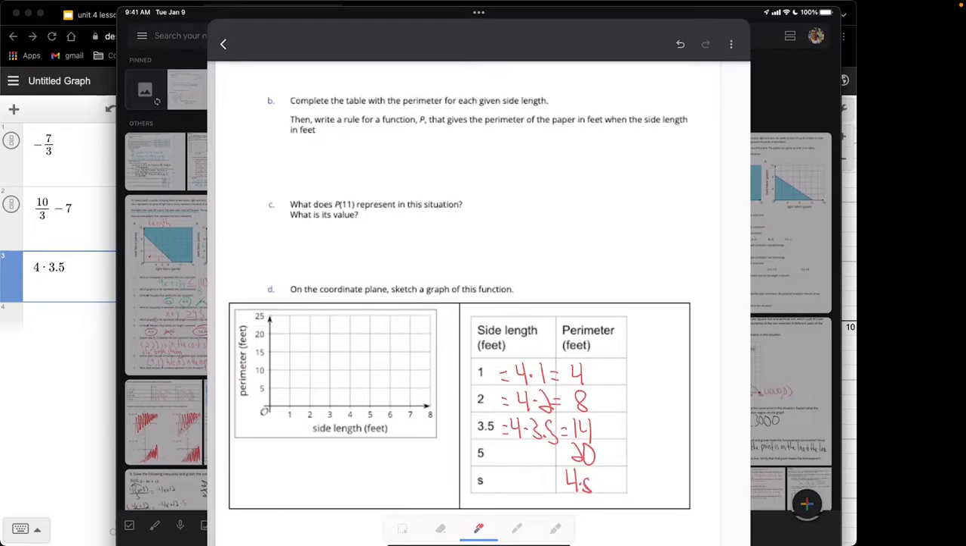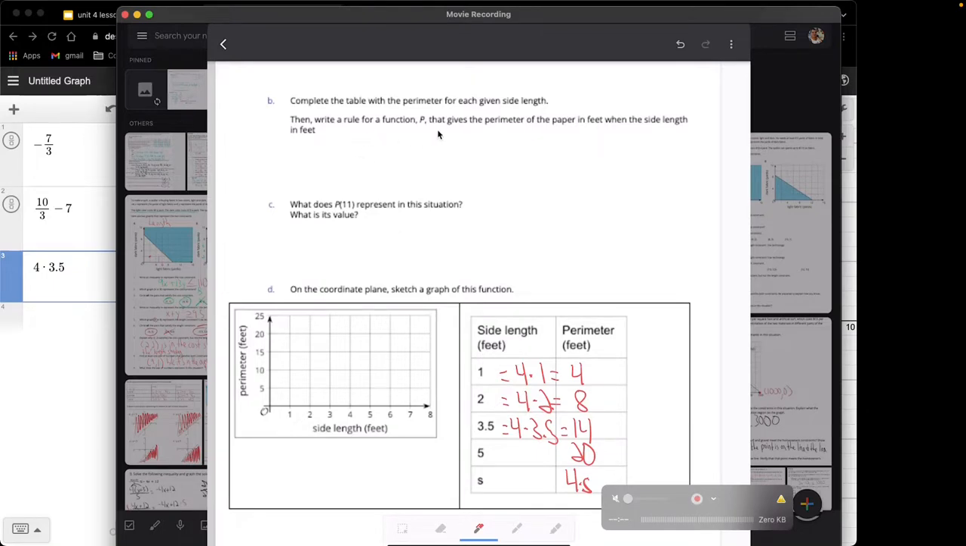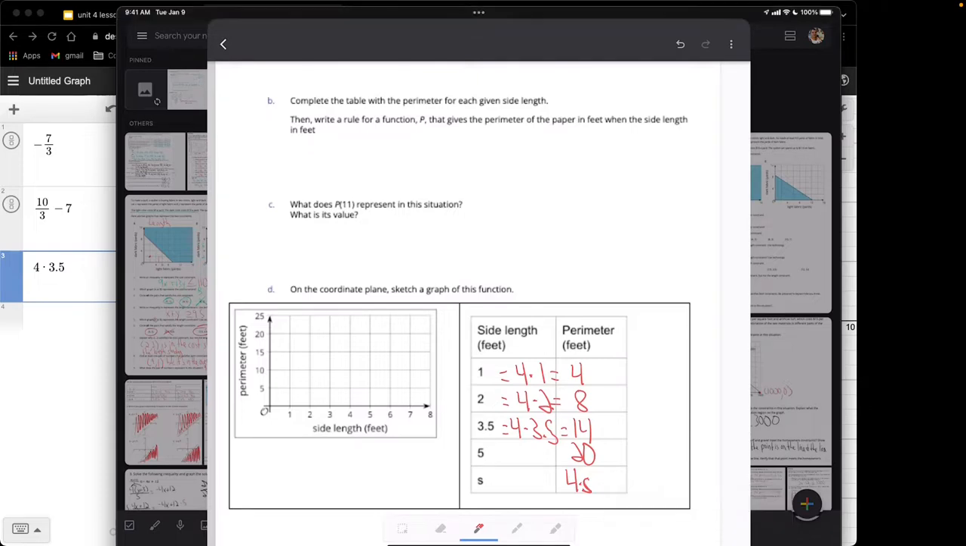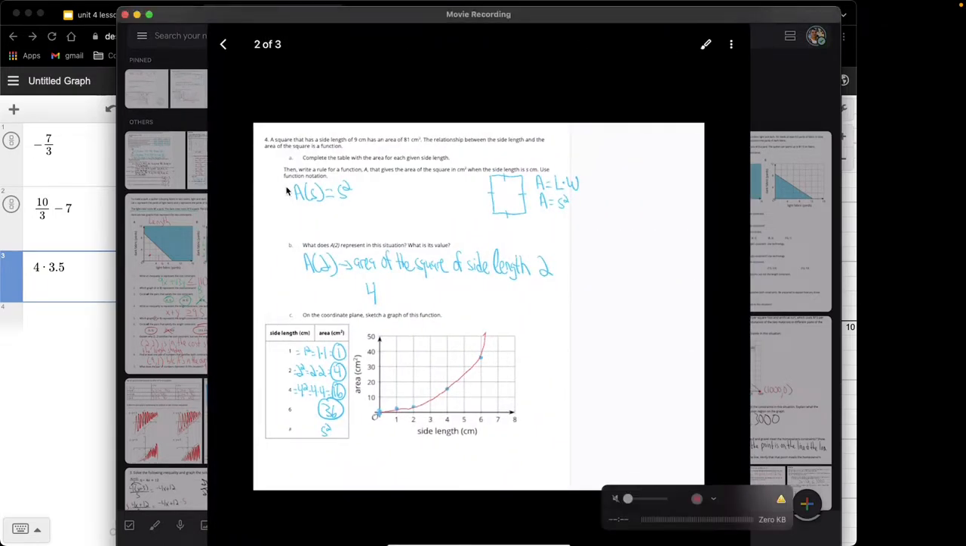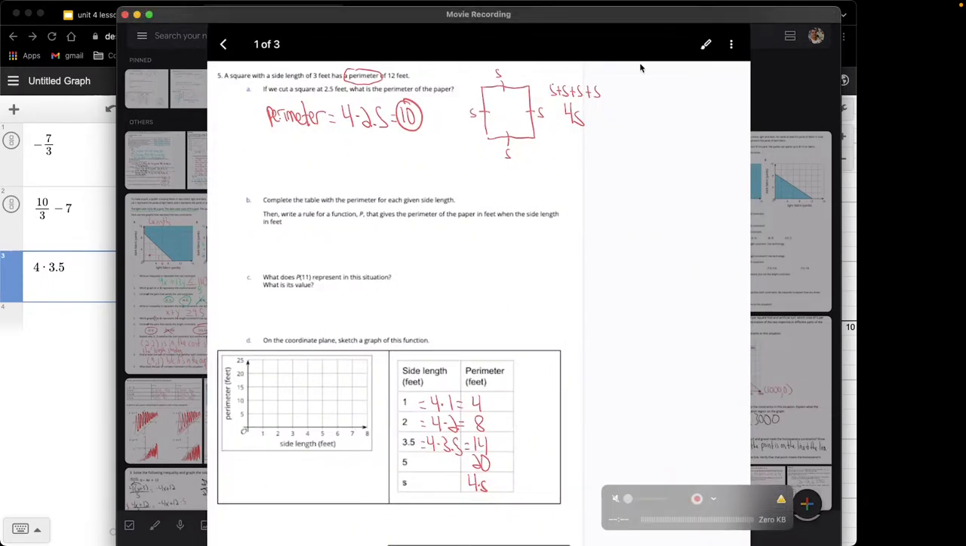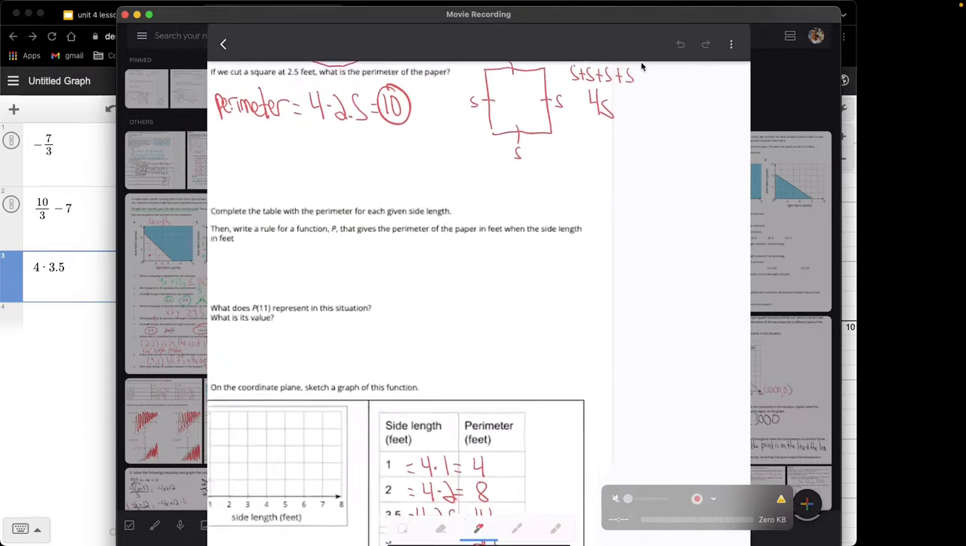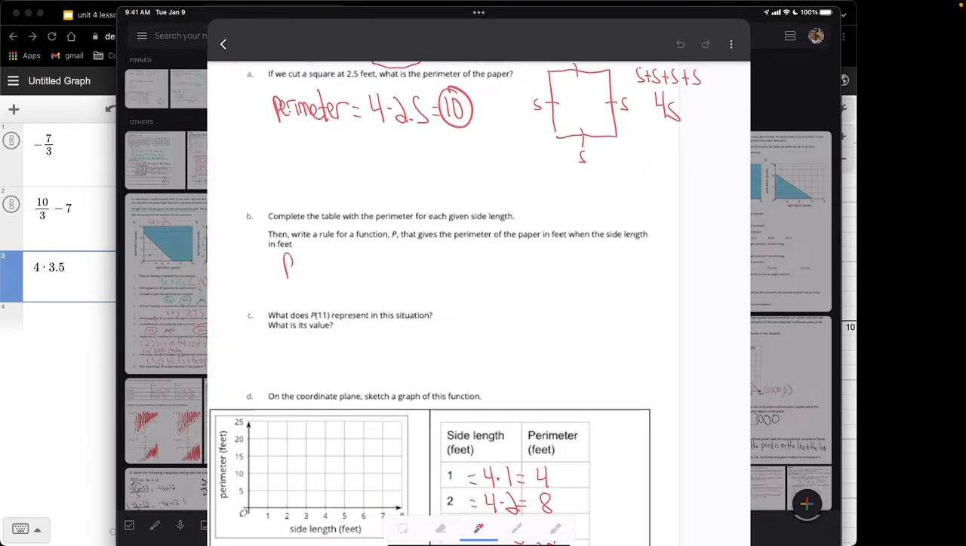Okay? So complete the table, then write a rule for a function P. So unlike with area, when we did area, our function was A of S. For perimeter, our function, instead of using A for area, we're going to use P for perimeter. So it's going to be P of S equals 4 times S. Okay, that is the function rule for perimeter.